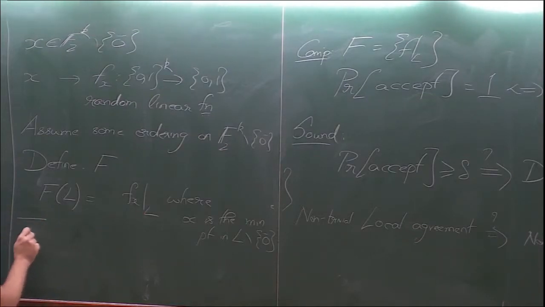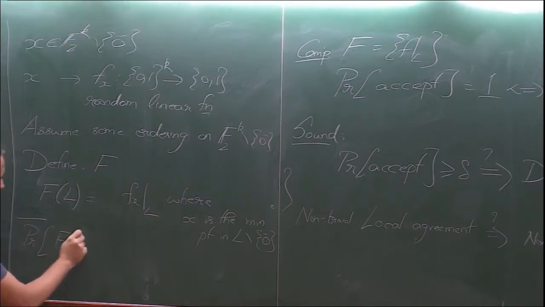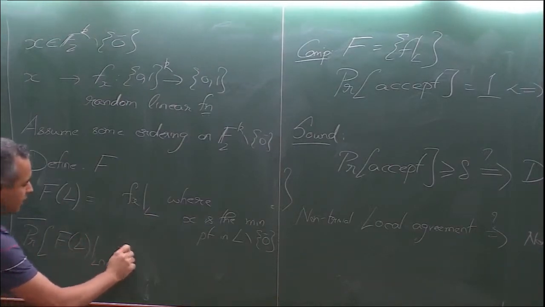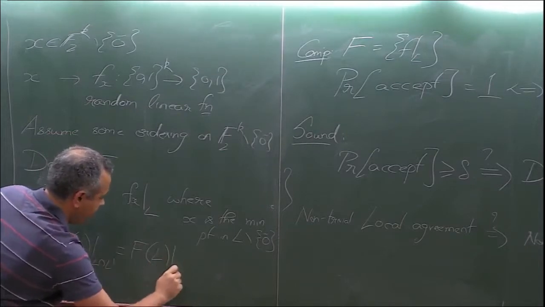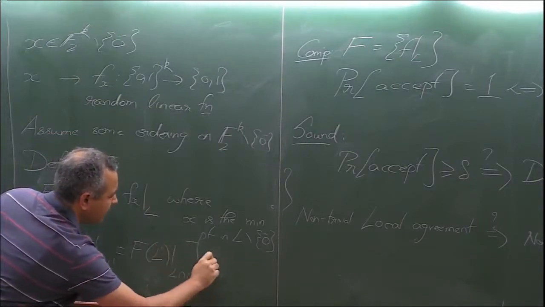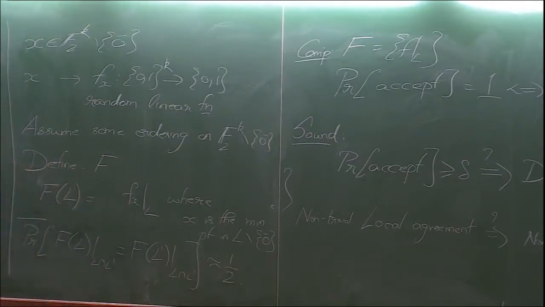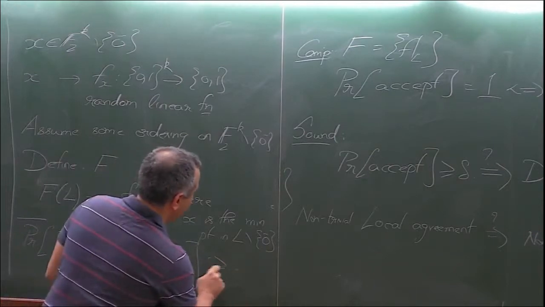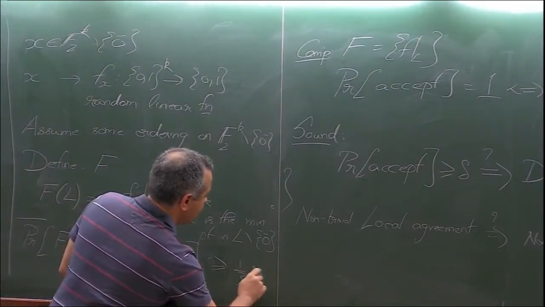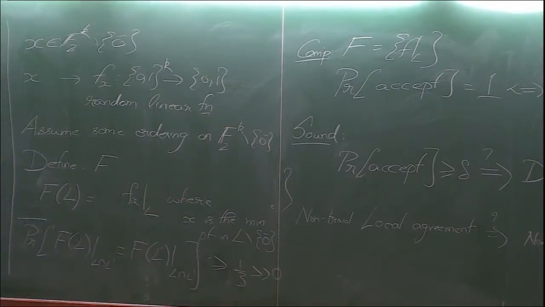In fact, it's not hard to see that the probability that F of L restricted to the intersection of L and L prime equals F of L prime restricted to it is very close to half, or at least a constant, greater than say one-third, which is well separated from zero. So locally it's very consistent with each other. Yet certainly this doesn't look like any single linear function, because it's completely random. There's no way I can get a single global linear function from this F.